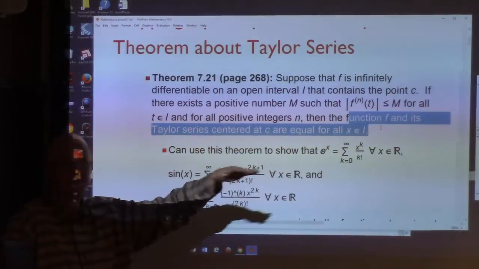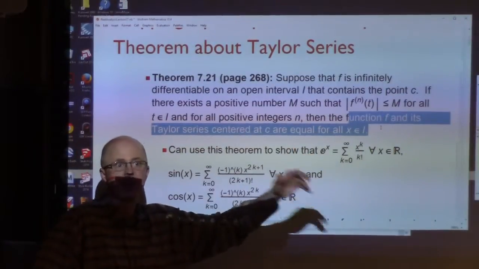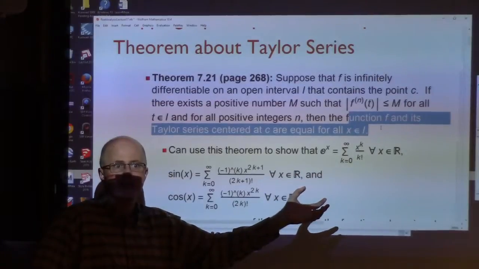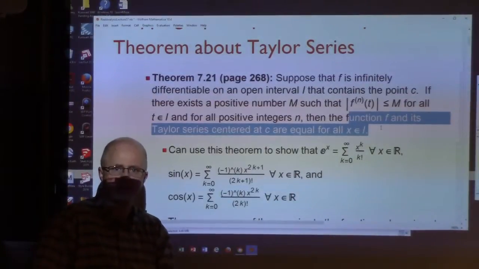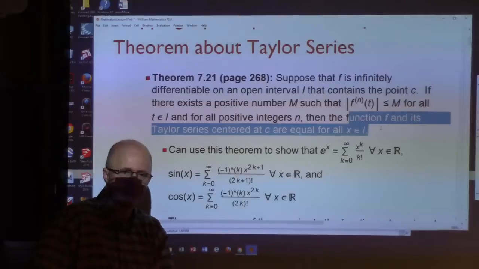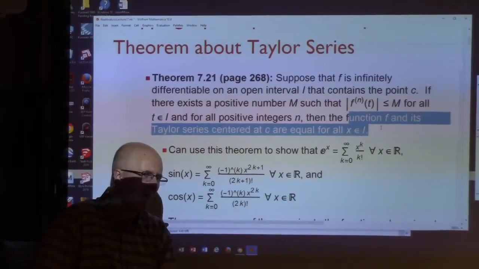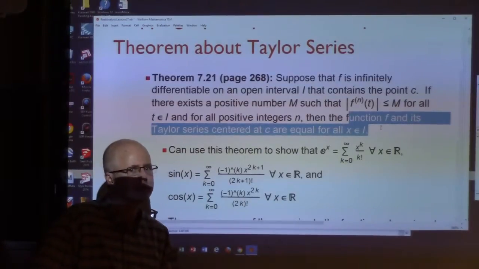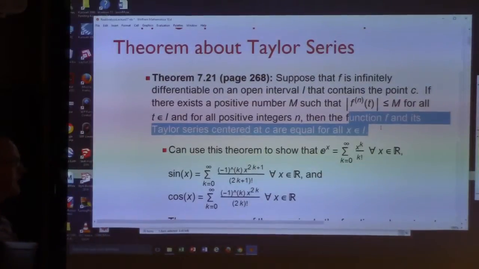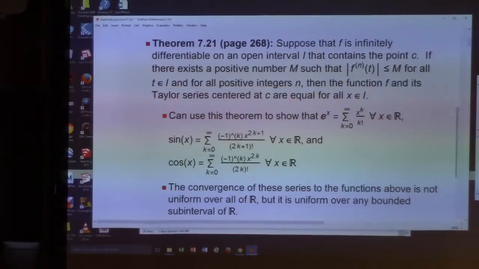I mean, we got our series for e to the x and cosine of x and sine of x, for example. They're constructed in such a way that all the derivatives match up at 0. Why does that make them equal for all x? Well, this theorem is enough to guarantee it. For example, you can use this theorem to show these facts.